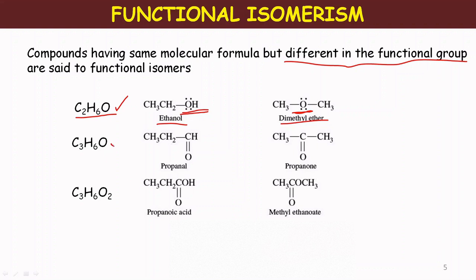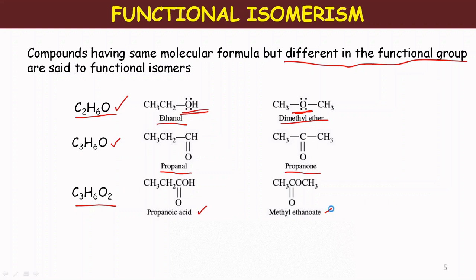Similarly, functional isomers of C3H6O are propanal and propanone. One has the aldehyde functional group, the other has the ketone functional group. C3H6O2: propionic acid and methyl ethanoate. These two are functional isomers. So the definition is, compounds with the same molecular formula but different functional groups are called functional isomers. This phenomenon is known as functional isomerism.